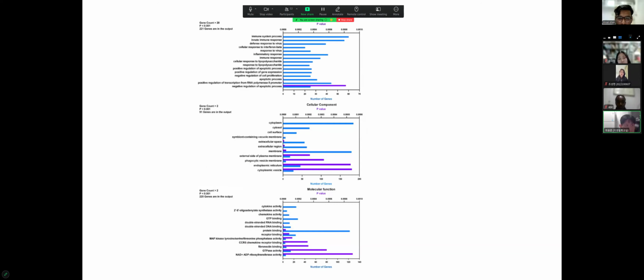And when it was checked for gene ontology and biological process, most of the genes were involved with the immune system or innate immune response, and most of the cellular component was either the membrane or the endoplasmic reticulum or the cytoplasmic vesicle parts. And most of the molecular functions were either protein binding or chemokine receptor binding.